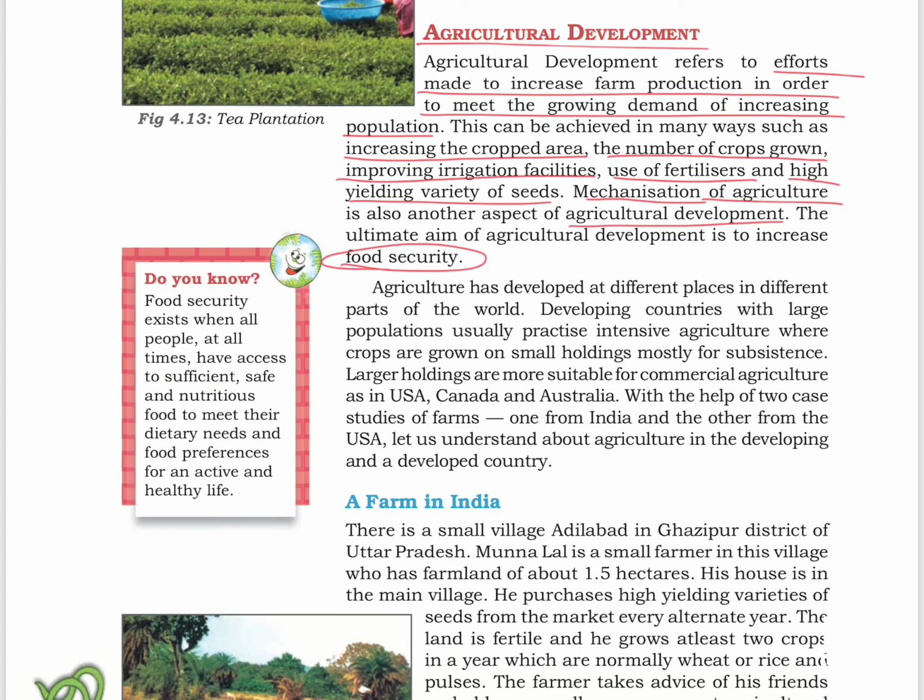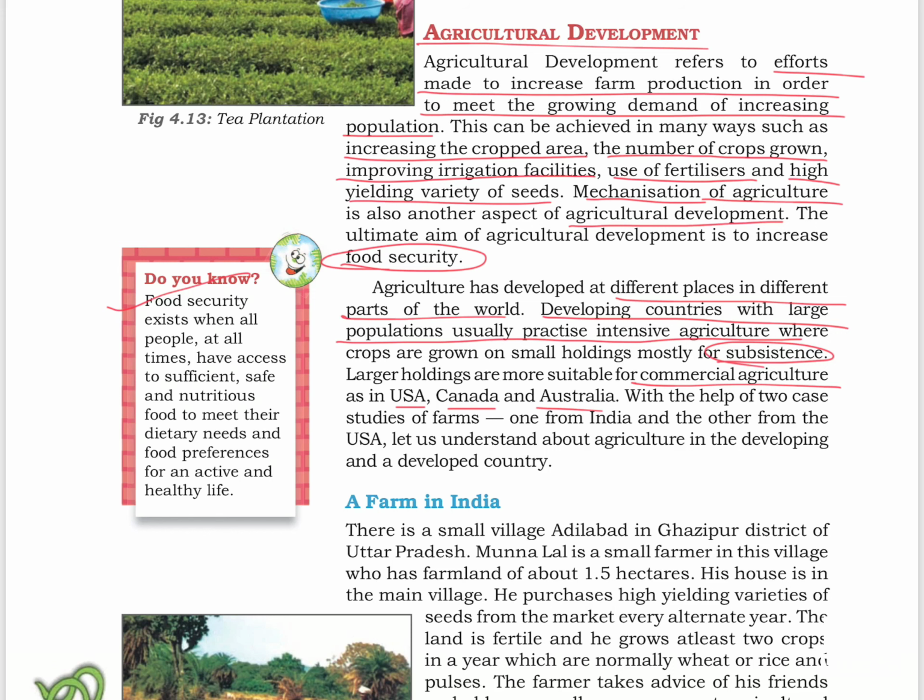Agriculture has developed at different places in different parts of the world. Developing countries with large populations usually practice intensive agriculture, where crops are grown on small holdings mostly for subsistence. Larger holdings are more suitable for commercial agriculture, as in USA, Canada and Australia.